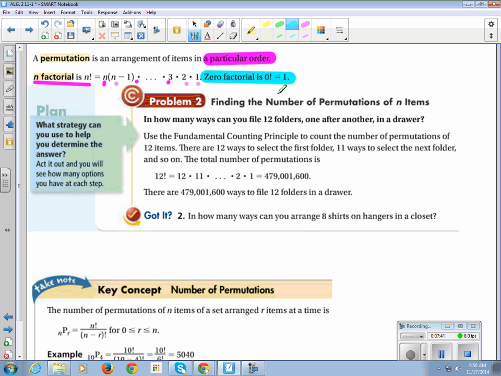You guys don't have to write this problem down, but we'll do the got it together. So let's look at how we're going to use permutation and the factorial in this problem. So finding the number of permutations of n items. In how many ways can you file 12 folders, one after another, in a drawer? We're going to use the fundamental counting principle. And so my method is to use the slots. So you go, there's 12 file folders.